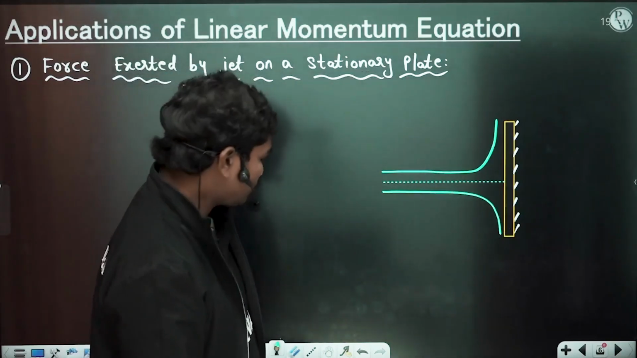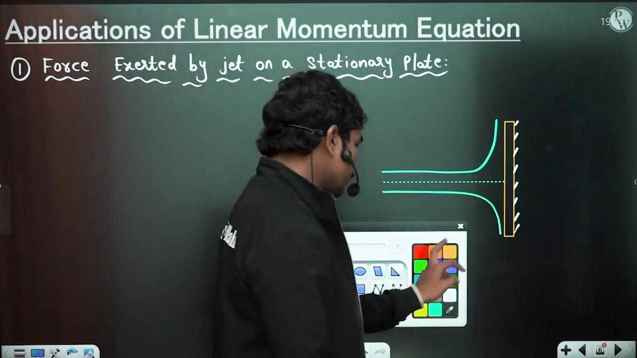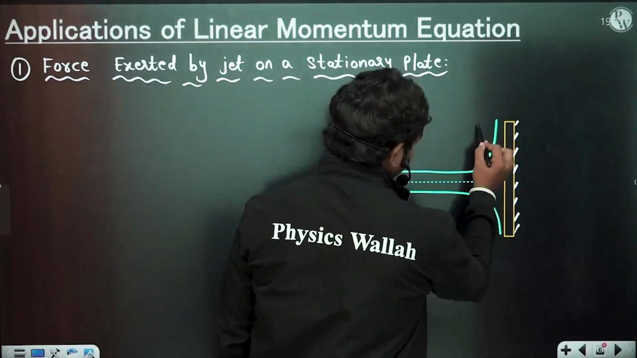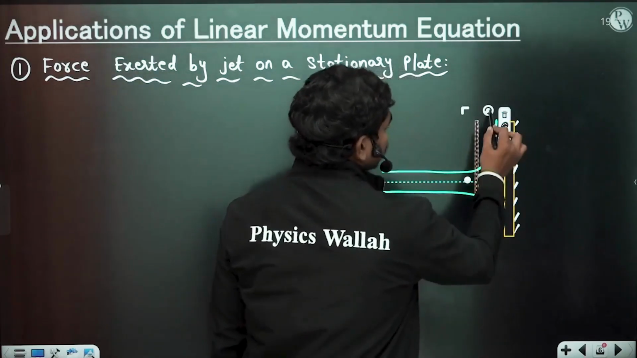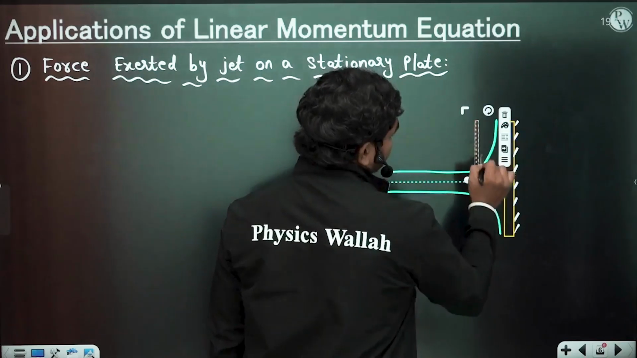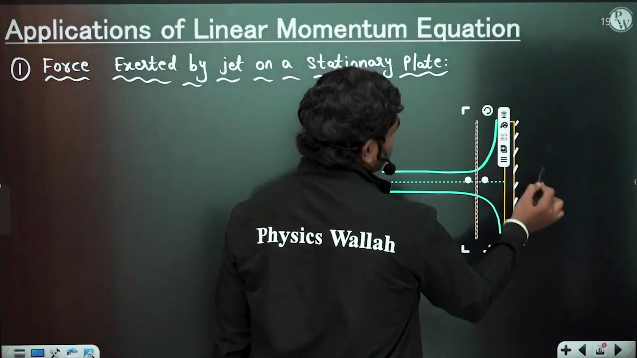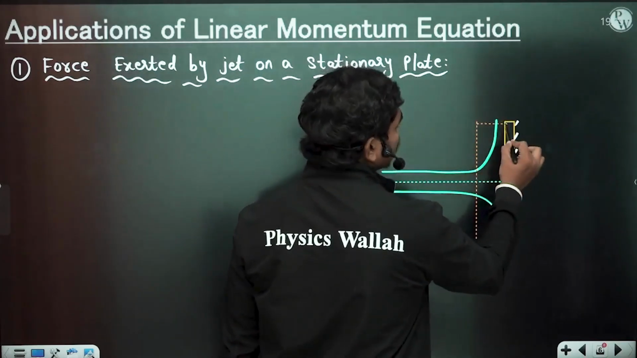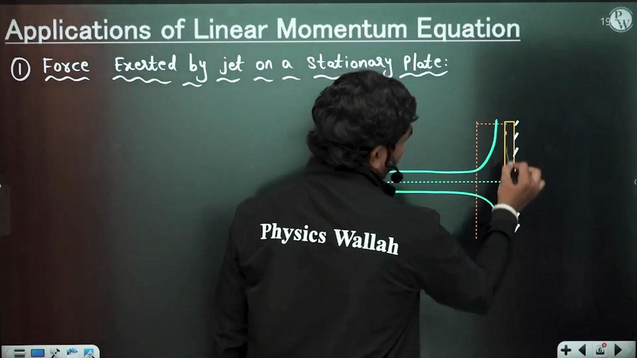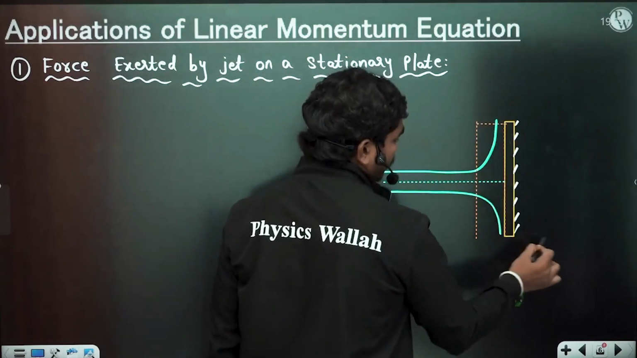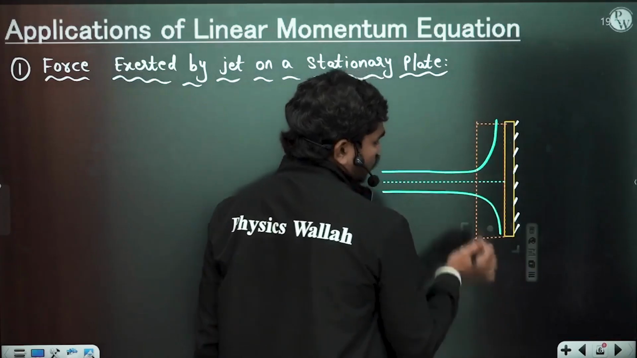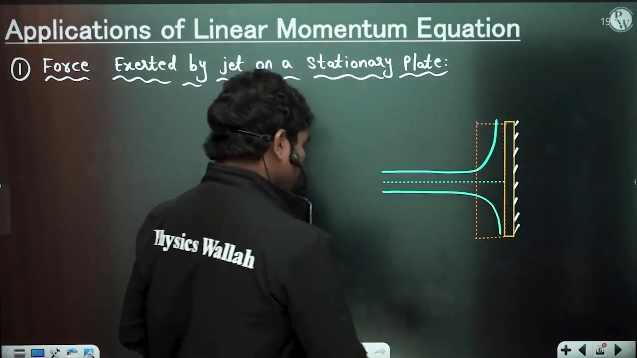Now if this is the plate, then take your control volume. Why am I taking only this as my control volume? Who told me that I should take this? Because of Newton's third law. Look, I'll tell you what's happening. So see here, this is my control volume, for example.